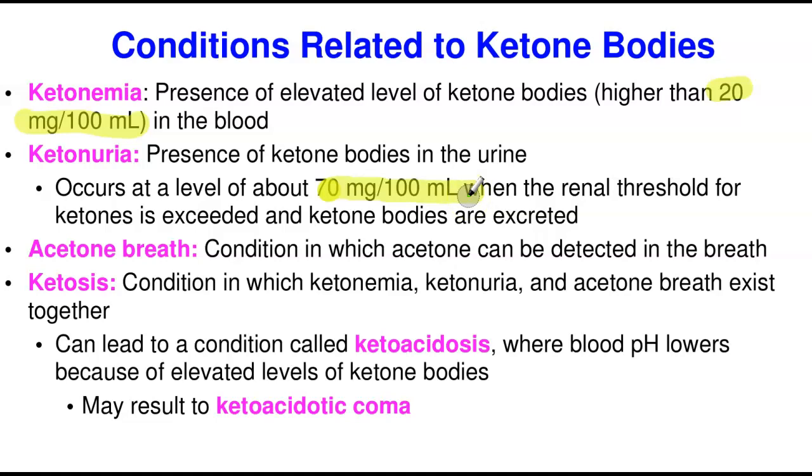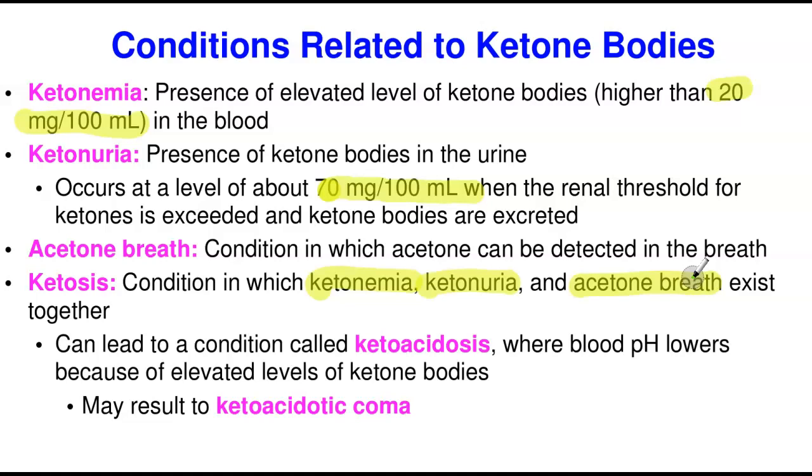So acetone breath is a condition in which acetone can be detected in the breath of some individuals, particularly people who are suffering from chronic type 1 diabetes, who will usually be associated with acetone breath. Ketosis is a condition in which all these three conditions exist. Ketonemia, increased blood ketone bodies. Ketonuria, expressing ketone bodies in the urine. And acetone breath, the breath of the person. You can smell the acetone.